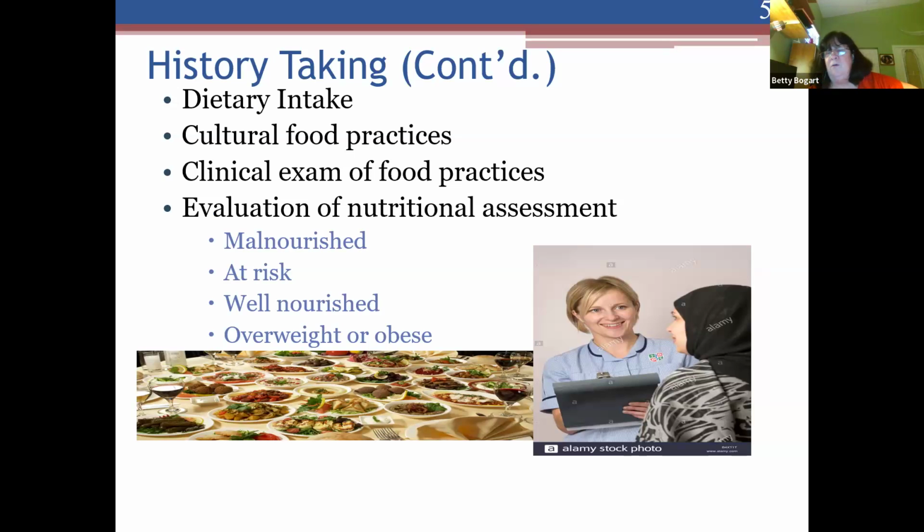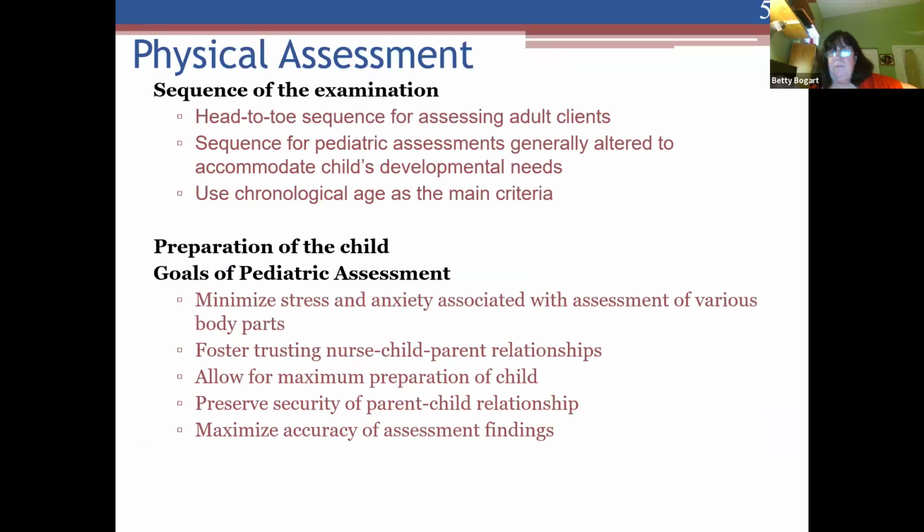Or what if you have a 10-year-old and they weigh 150 pounds? Well, what are they eating again? And all of those are food diaries. What did you eat yesterday? And trying to help them, do what they need to lose weight. Maybe it's increasing activity, right?